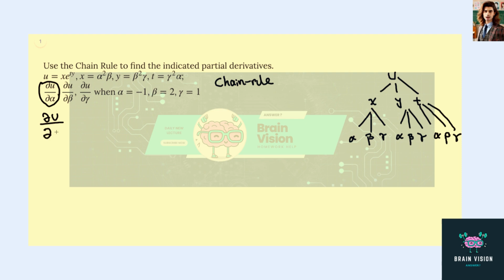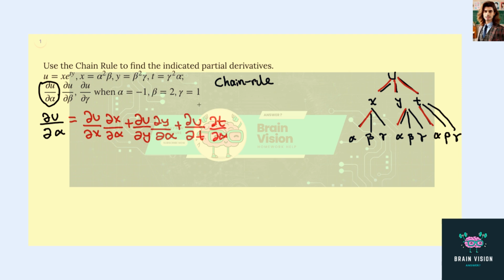So how do you go from u to alpha on the tree? You start at u and then you either have to go x, y, or t, and then from there you go to alpha. That should be a t, not a z. And then derivative of t with respect to alpha. Okay.